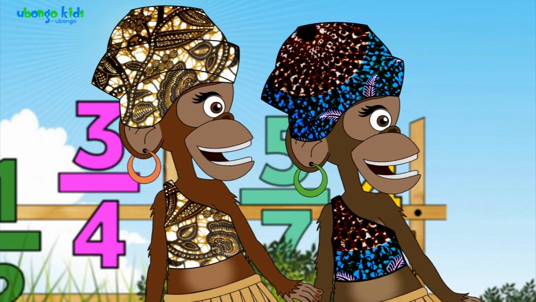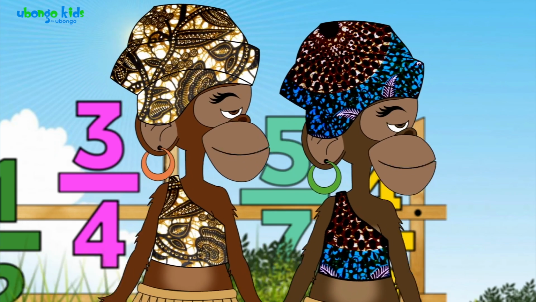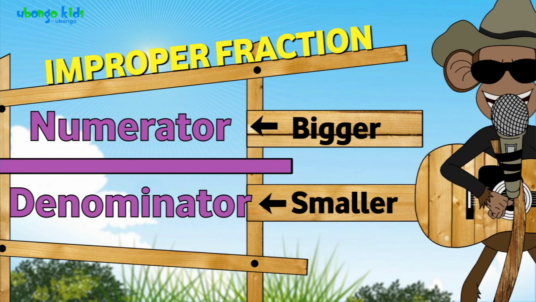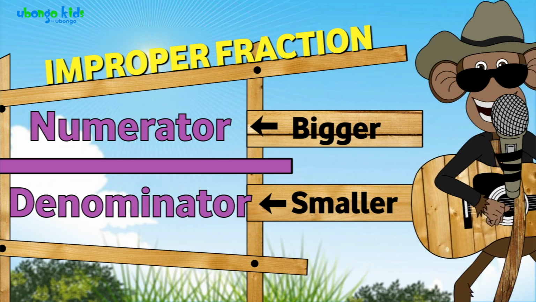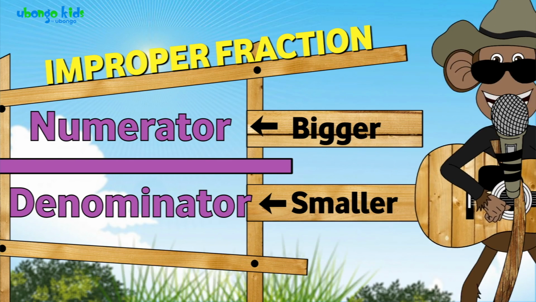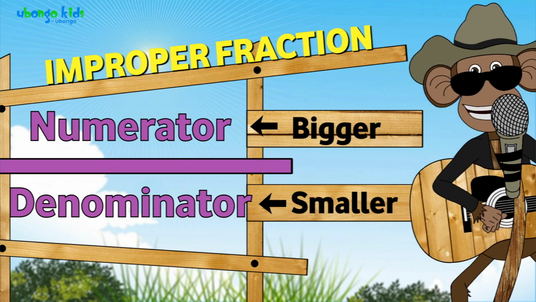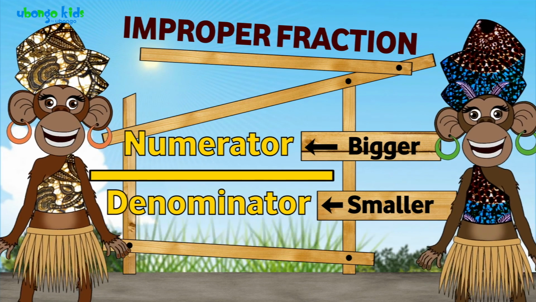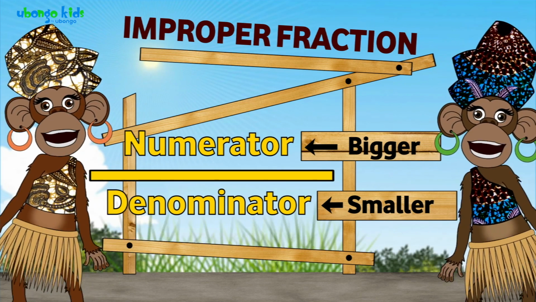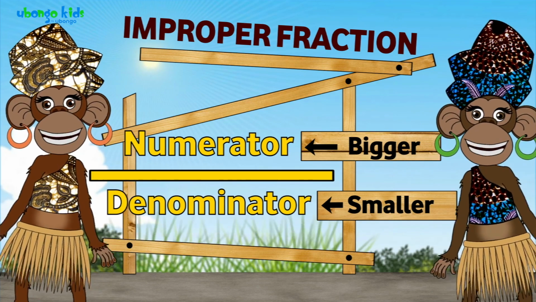Time to see what have we got, an improper fraction is big on top. The numerator is bigger, denominator smaller. It's improper.